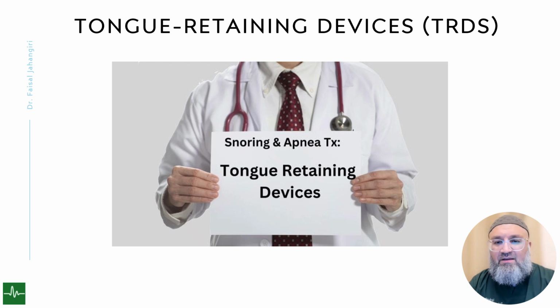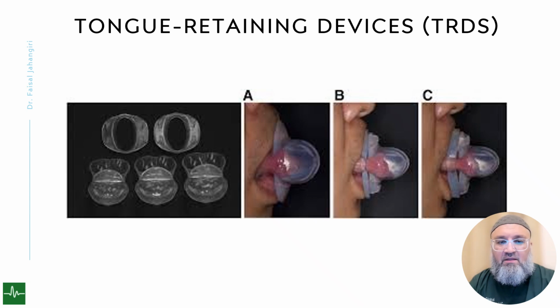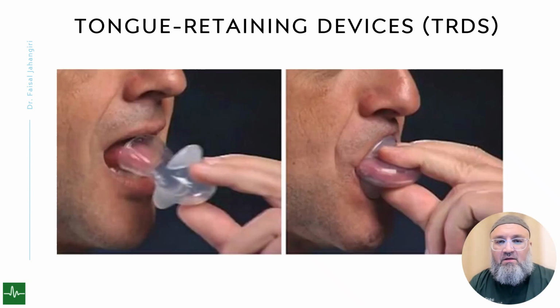The tongue retaining devices help with snoring and apnea, for different types of apnea, and these are the pictures. It may not be the best and may be hard for people to sleep with, but it snaps onto the tongue and prevents the tongue from falling back when you are sleeping. This is another picture: the placement on the tongue, and then it stays on the tongue throughout the night.